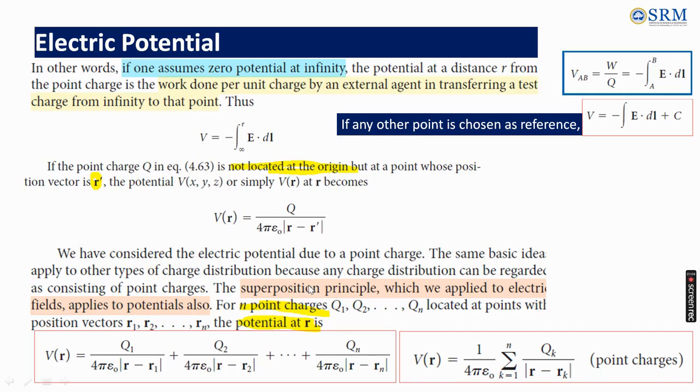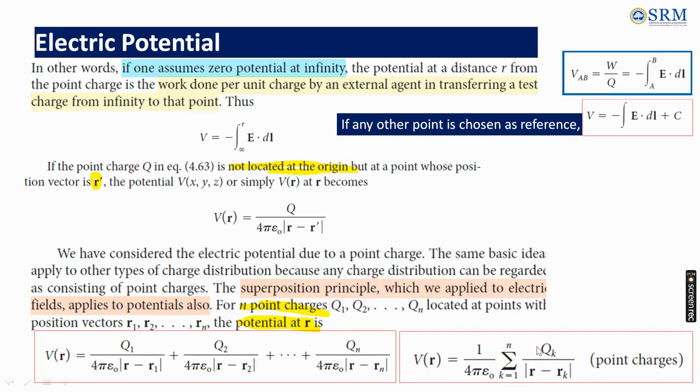Now I can extend the idea to any charge distribution. So we are going to apply it for n number of point charges located at position vectors r1, r2, up to rn. The potential at r is going to be the same. I just have to extend this: q1 divided by 4 pi epsilon naught times the magnitude of r minus r1 vector, plus q2 divided by 4 pi epsilon naught times the magnitude of r minus r2 vector, etc.